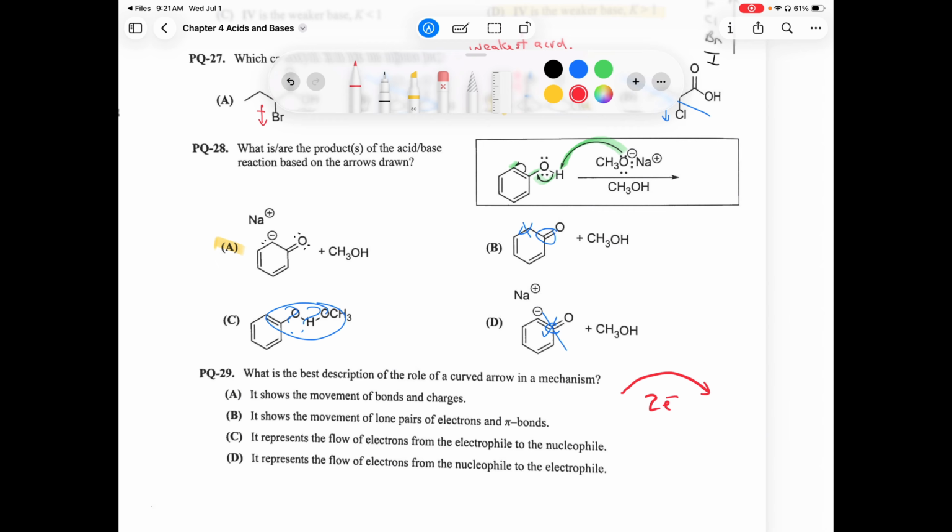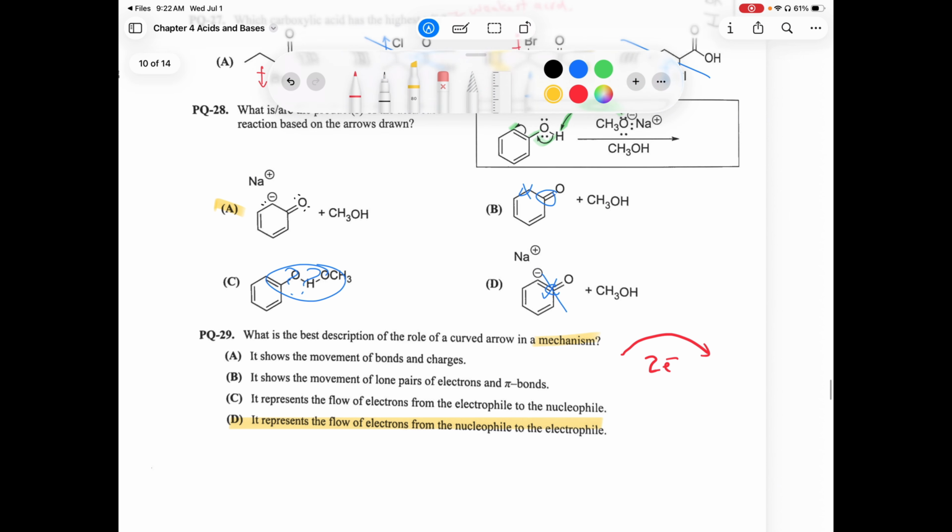It shows the movement of lone pairs and electrons. It represents the flow of electrons from electrophile to nucleophile. It represents the flow of electrons from nucleophile to electrophile. Well, we're talking about mechanisms here, so we're not talking about resonance structures. And so it's going to represent the flow of electrons from a nucleophile to an electrophile, because that's how electrons are going to flow.